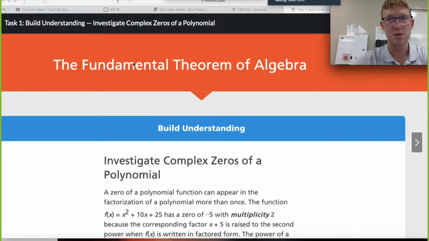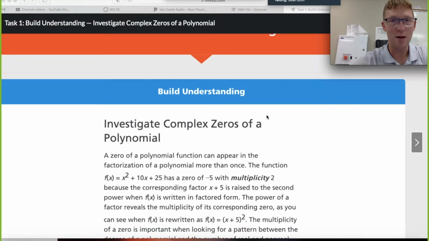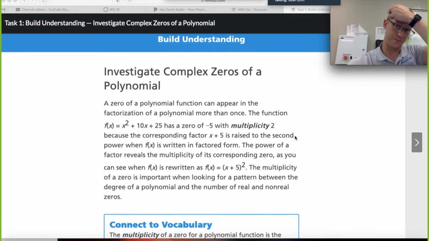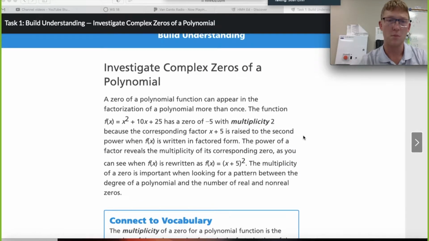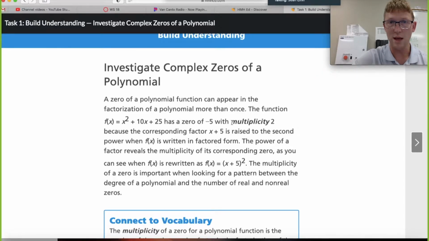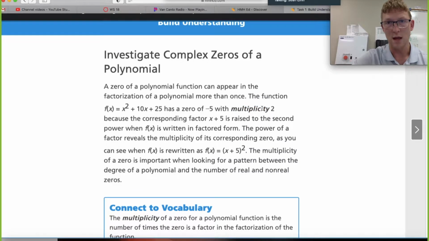So the fundamental theorem of algebra seems kind of important. We are going to investigate complex zeros of a polynomial, and here we are talking about multiplicity. If you look at that top line, a zero of a polynomial function can appear in the factorization of a polynomial more than once. When that happens, we call that a multiplicity. If it appeared twice, it would be a multiplicity of 2.